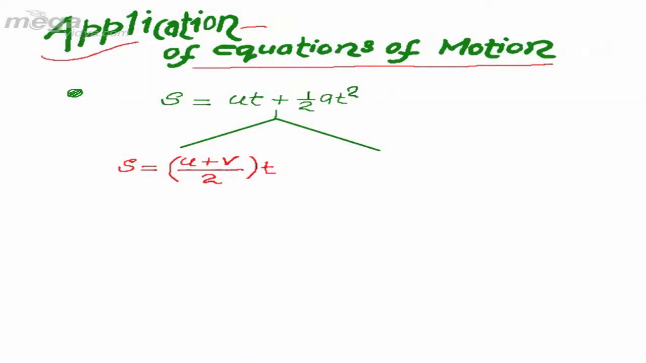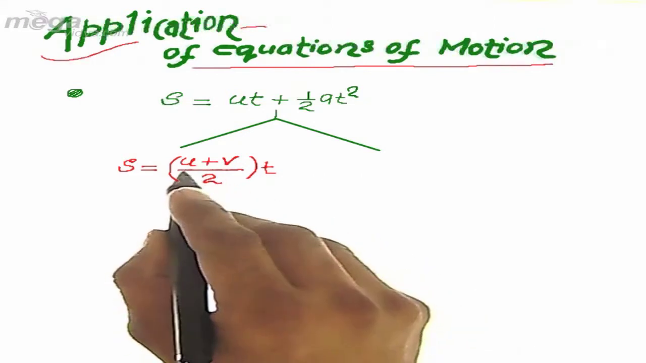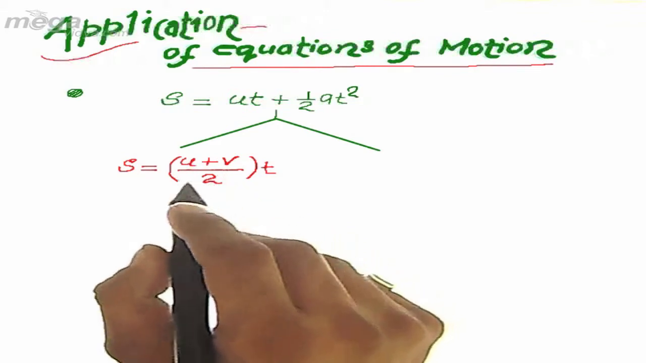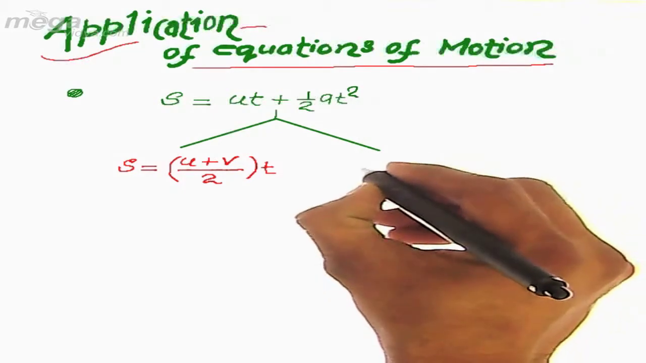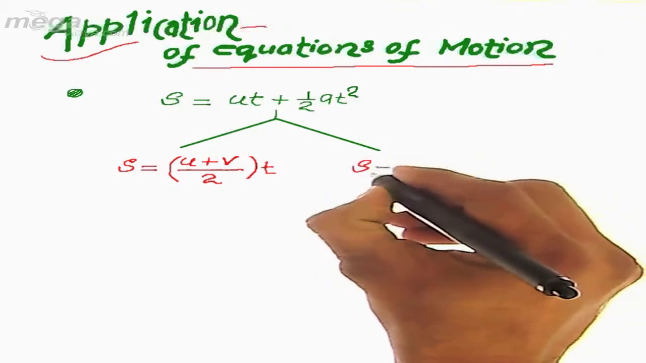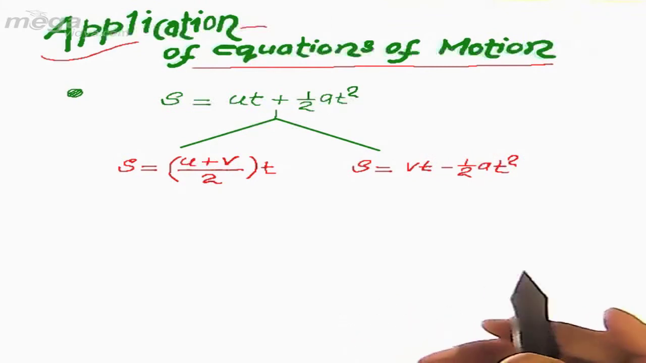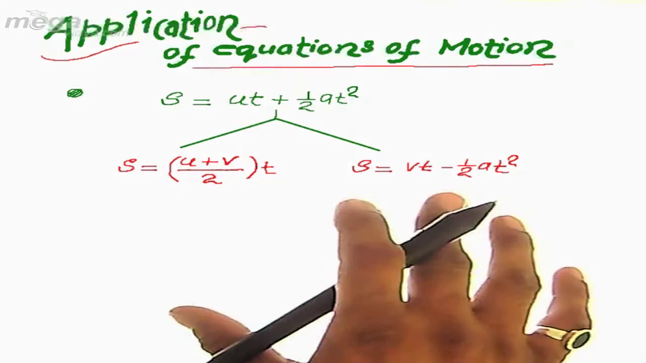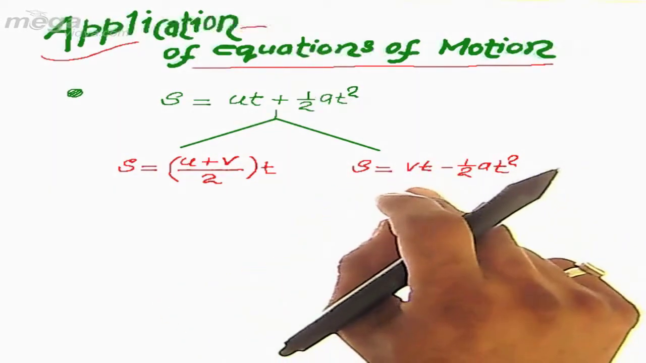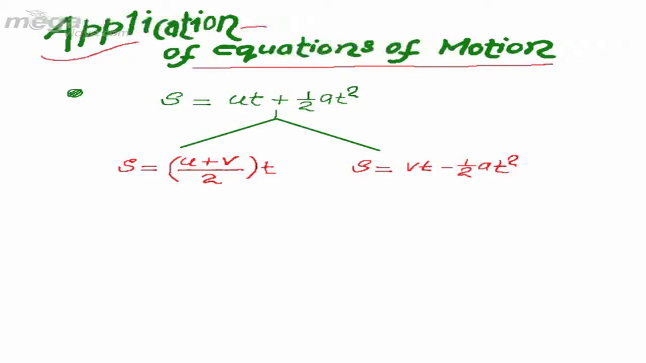So the displacement of the particle in this time t, we can write as average velocity into time taken. So (u plus v) divided by 2 is the average velocity and t the time. It can also be written in one more modified form, s equal to vt minus half at square. Here v is the final velocity. In this case, we do not require any detail of initial velocity. We just have the velocity of the particle at the time at which we are calculating displacement.